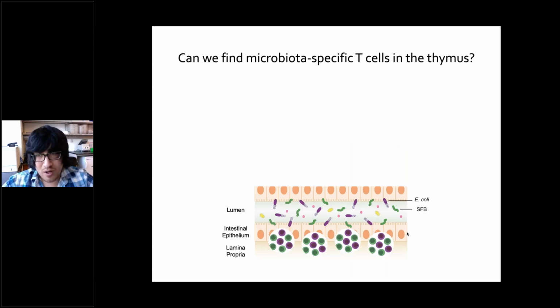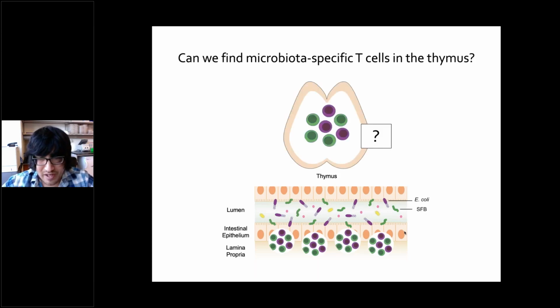So for this, we began our research with the question: can we find microbiota-specific T cells in the thymus? We know that colonization with E. coli and with SFB, mainly with SFB, because we can detect these T cells specific against SFB with the help of tetramers, is found in mucosal areas, such as the gut. However, we decided to find out if we could find these microbiota-specific T cells in the thymus as well.